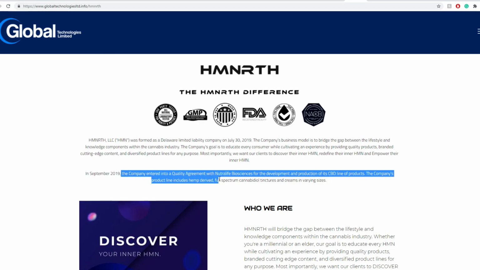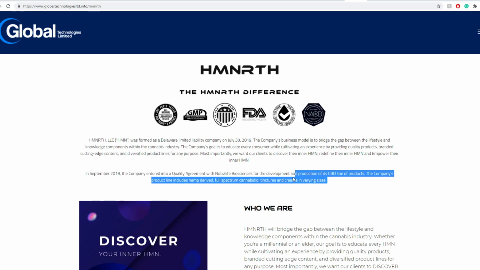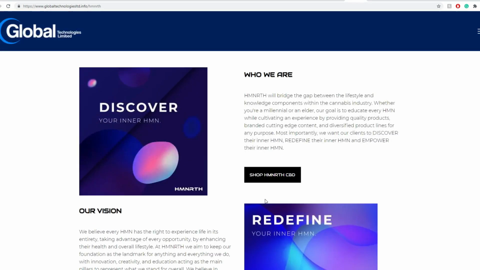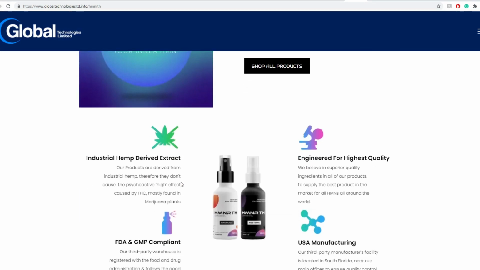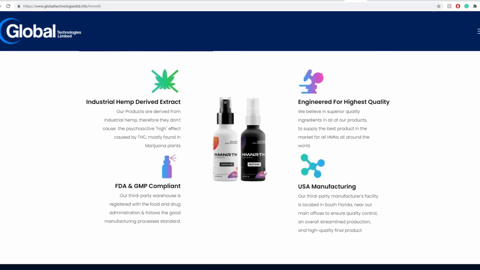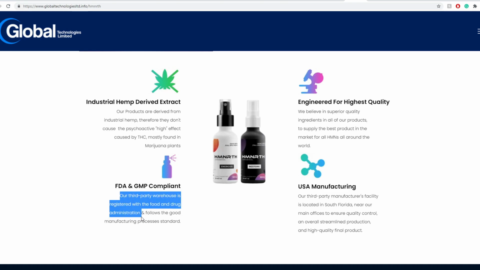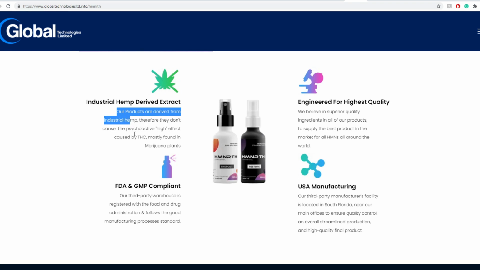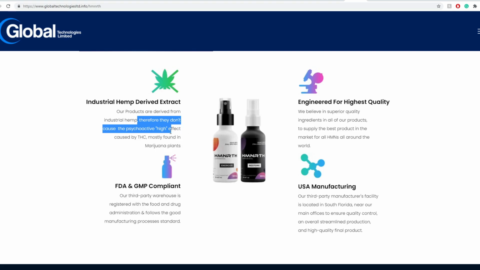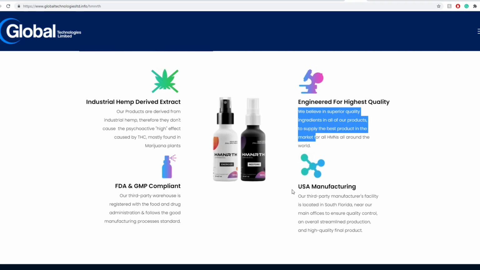In September 2019, the company entered into a quality agreement with NutriLife Bioscience for development and production of CBD line products. The company's product line includes hemp-derived full-spectrum cannabidiol tinctures and creams in varying sizes. So who we are, they have their vision there, their values, etc. And some of the products they're looking for is basically CBD extract. So they're FDA and GMP compliant by a third-party warehouse that is registered with the Food and Drug Administration and follows manufacturer process standards. Industrial hemp-derived extracts or products derived from industrial hemp. And therefore, they don't cause any psychoactive high effects caused by THC, mostly found in marijuana plants. Engineered for the highest quality and USA manufacturing.